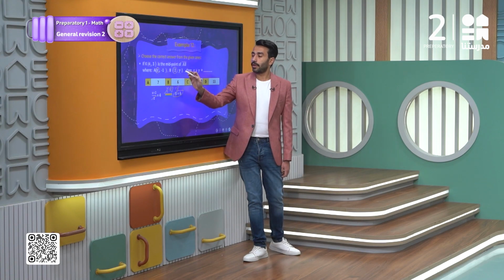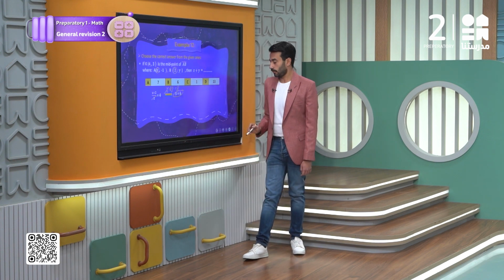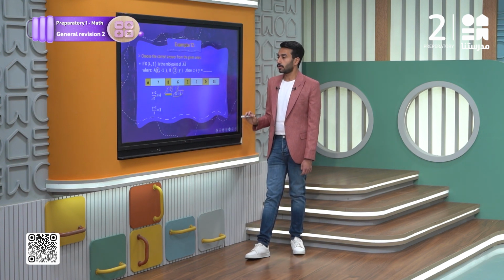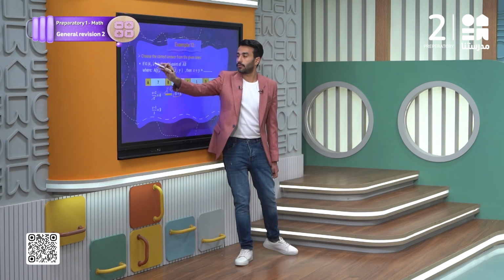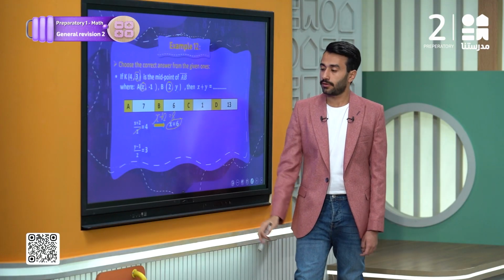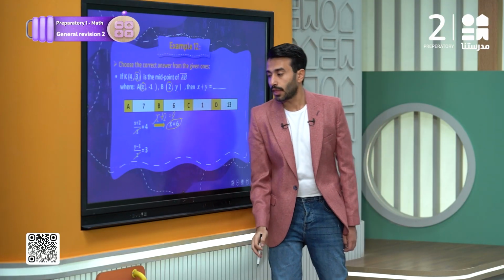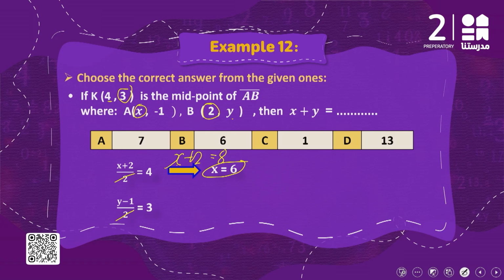We have Y and negative 1. So (Y minus 1) over 2 equal to this value of the midpoint, which is 3. Let's multiply by 2. Now we have Y minus 1 equal to 6. What is the value subtracted from 1 to be 6? It's 7 for sure. Or you can add 1 and 6, it will be 7. This is the value of Y.